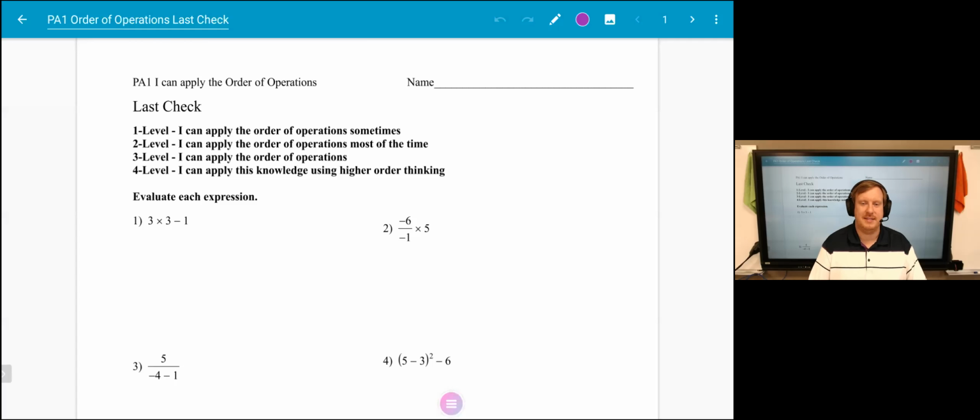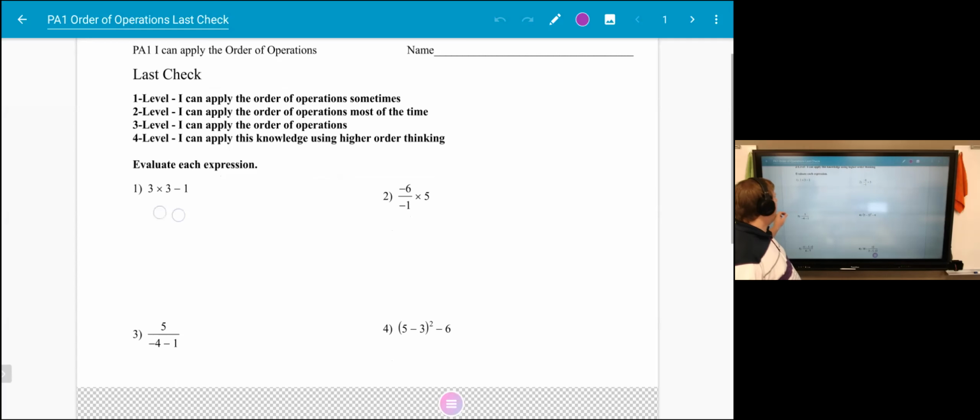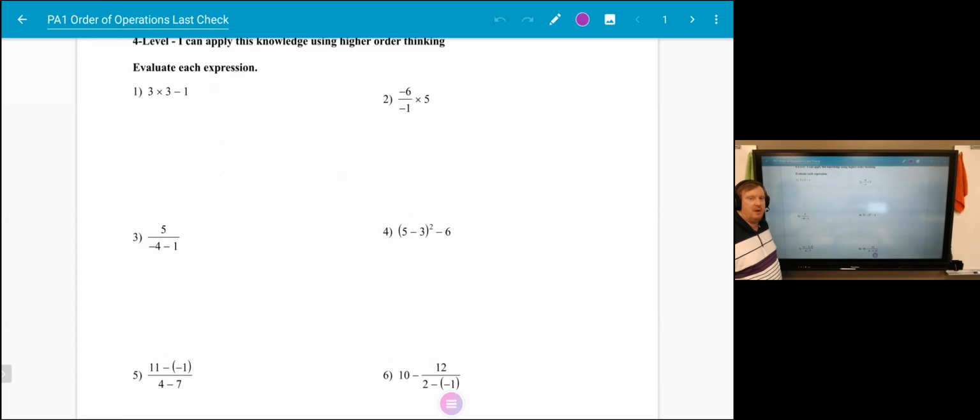All right, Algebra 1, this is the PA1 order of operations last check. Let's get this business going. Number 1, it says evaluate each expression. I have 3 times 3 minus 1. I know I have to do multiplication and division before addition and subtraction. So 3 times 3 is 9, minus 1 gives us 8.